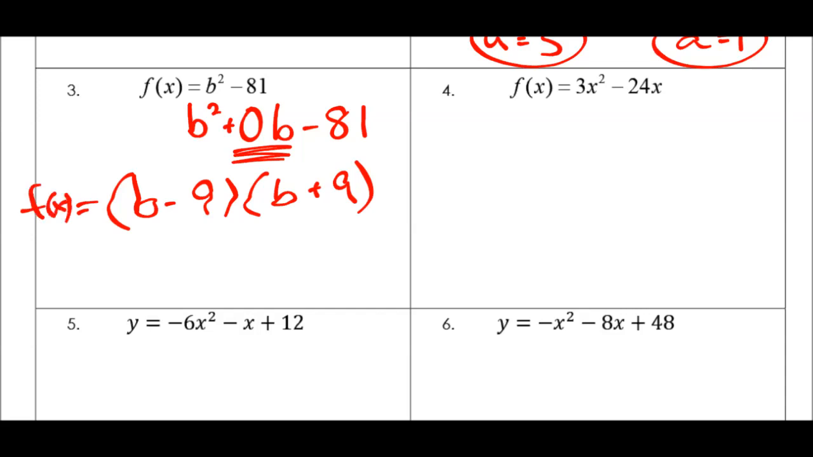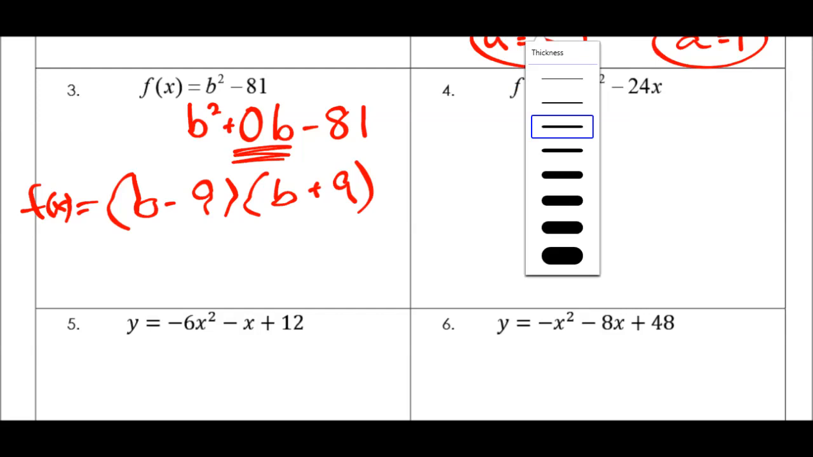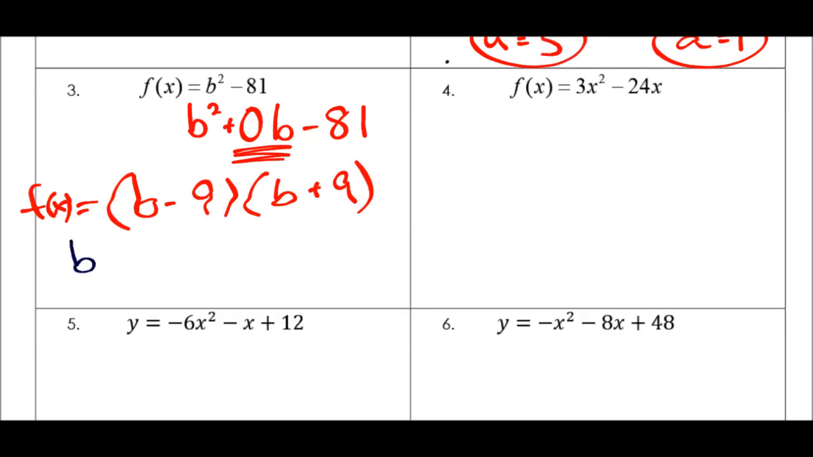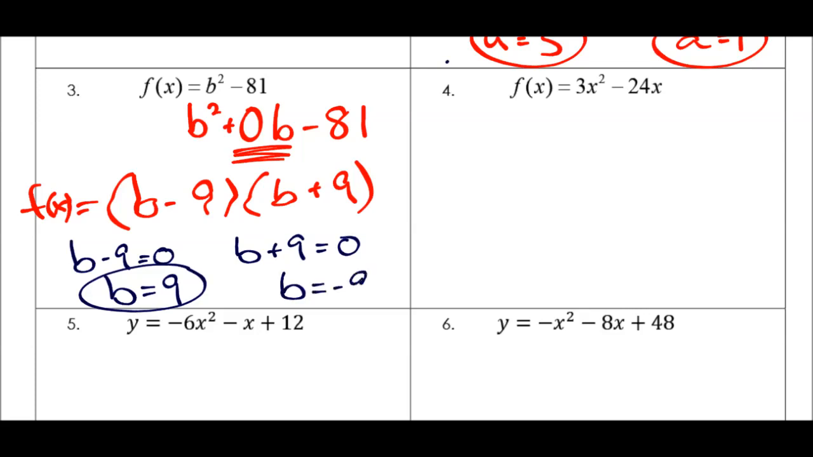Then I set each of those equal to 0. B minus 9 equals 0. B plus 9 equals 0. This would give me a positive 9. This would give me a negative 9. Those are my two solutions of number 3.